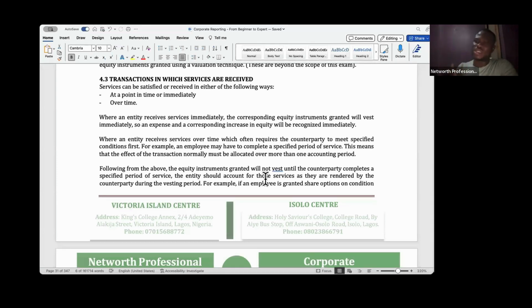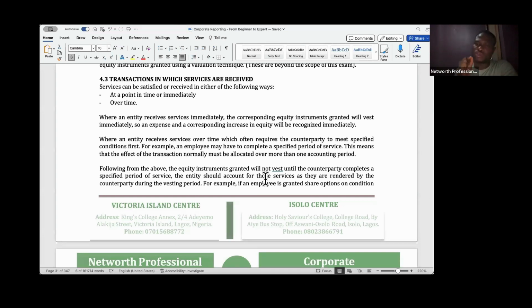And why are we making an estimate of the number of employees that will vest? Remember, this share option will only become shares in the hands of the employees that meet the vesting condition. Because that will happen in the future, and we can't know with certainty what will happen in the future. So we need to estimate the number of people that will actually vest, so that what we are recognizing today will not be so far from the future.